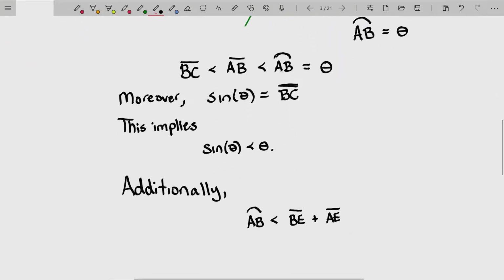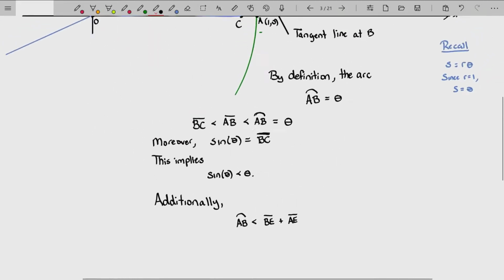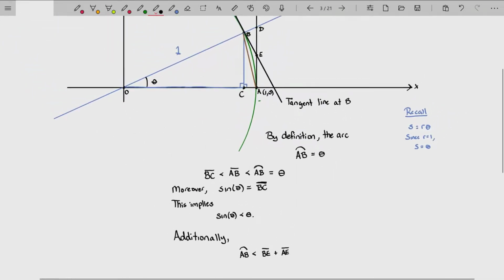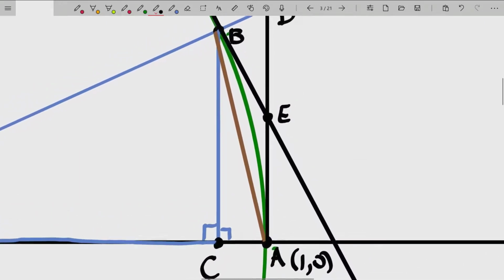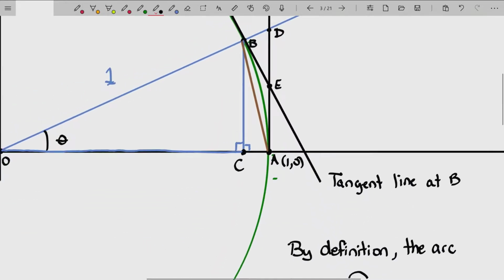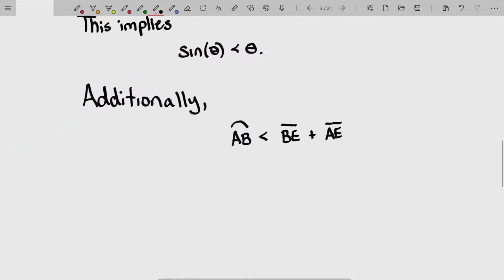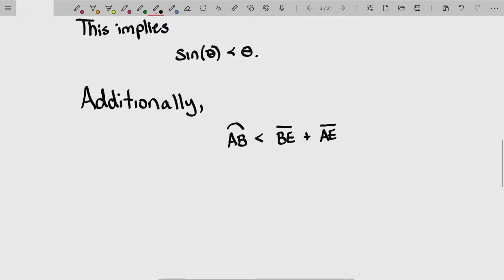So there I've written it in notation that the arc length from A to B is less than the sum of the line segments BE and AE. So again, green arc length from AB is less than the line segment summation AE plus BE. So there we have our statement. The arc length from A to B is less than the line segment lengths BE plus AE.